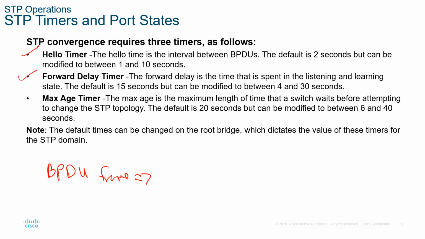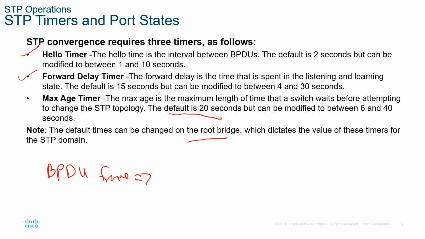So max age timer is the maximum length of time that a switch waits before attempting to change the STP topology. By default, the timer is 20 seconds, but it can be modified. If you want to change the default time, you can change it on the root bridge.